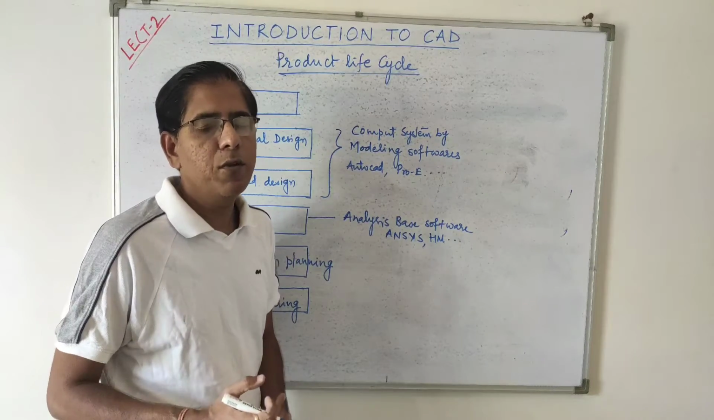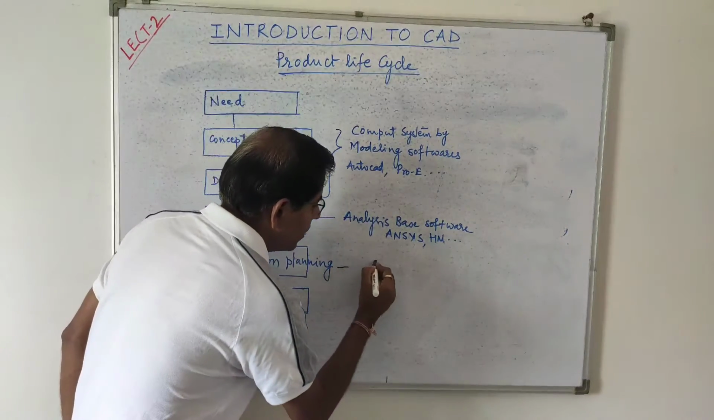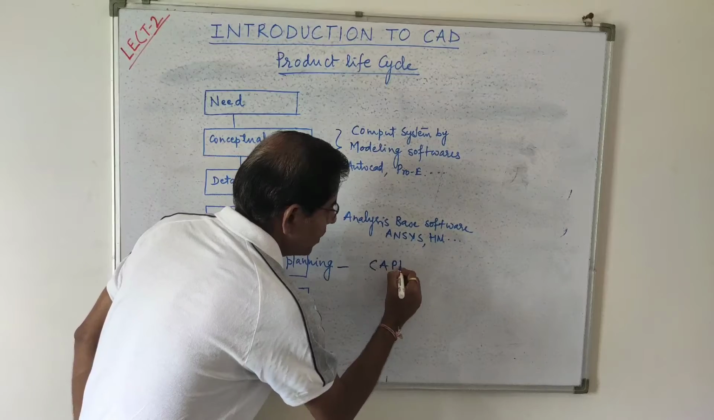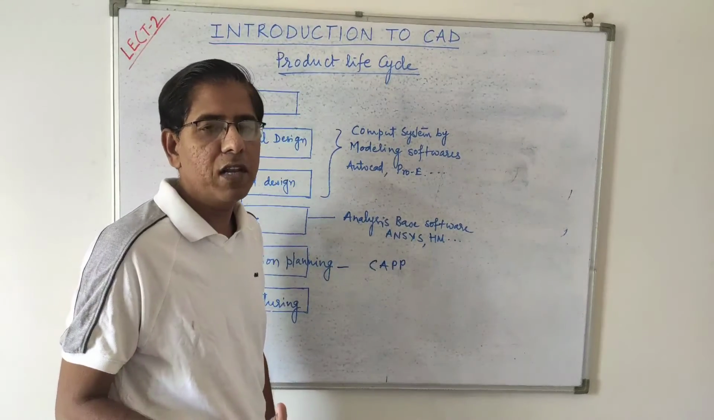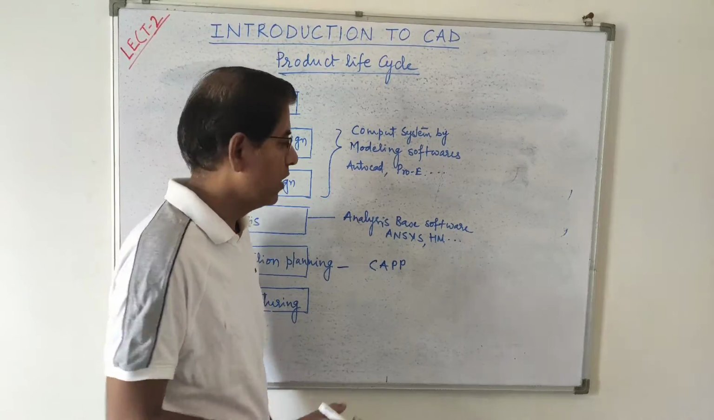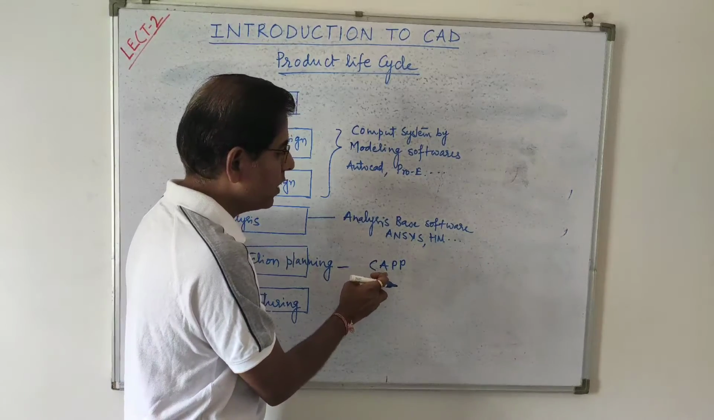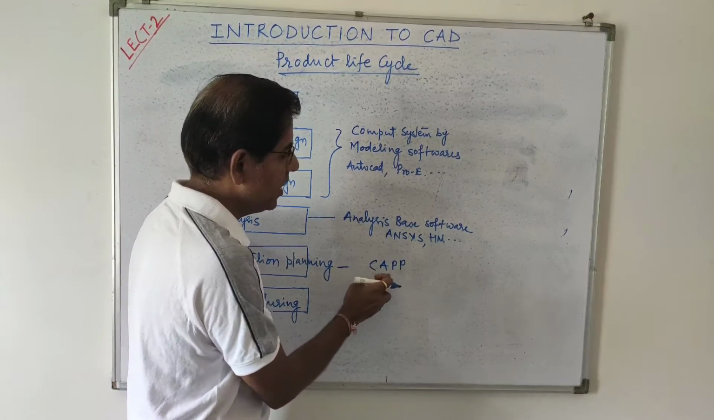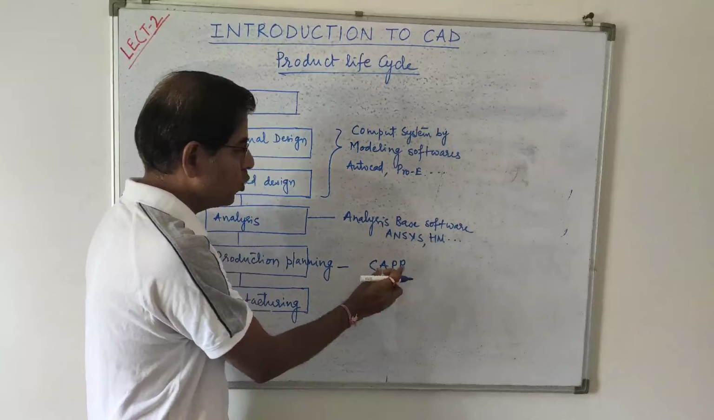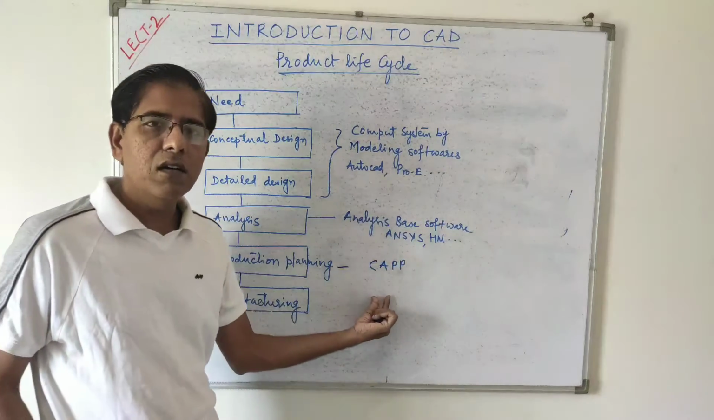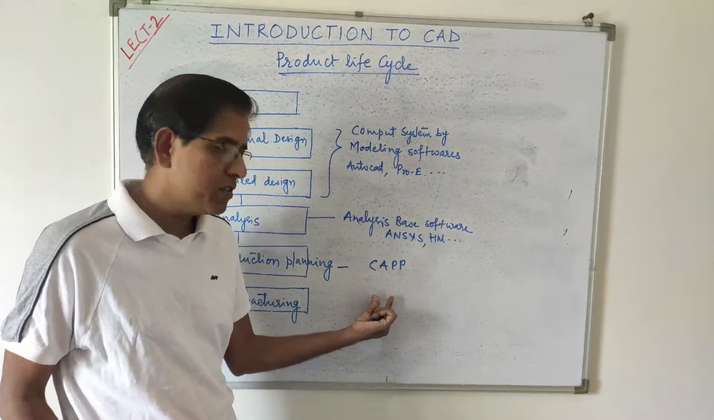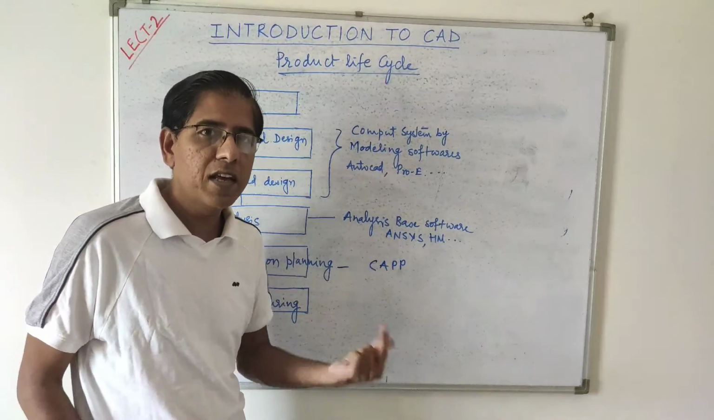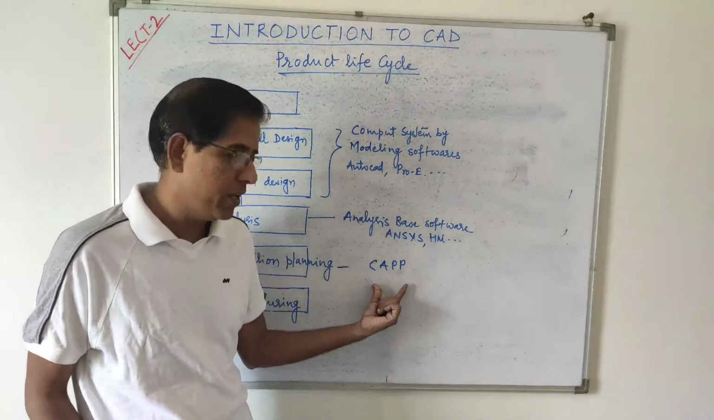Then in production planning, nowadays industry uses computer based production planning, that is called CAPP. So there are many softwares available for production planning as well. So that is called computer aided production planning, CAPP. Okay, so we can integrate the computer system while production planning as well, and that is called CAPP.